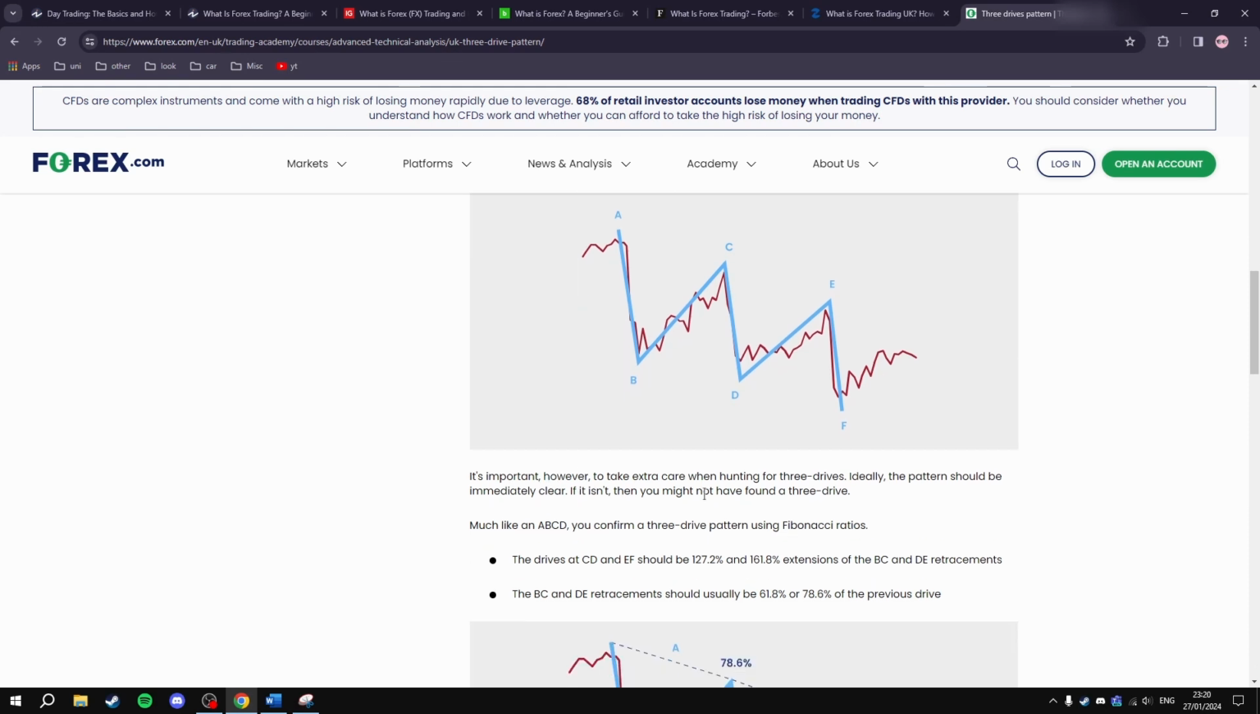It's important, however, to take extra care when hunting for three drives. Ideally, the pattern should be immediately clear. If it isn't, then you might not have found a three drive.